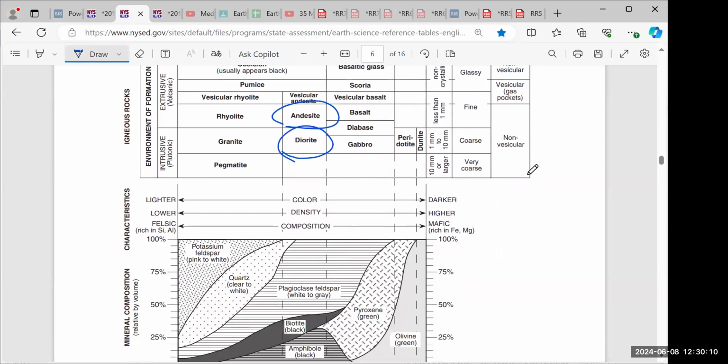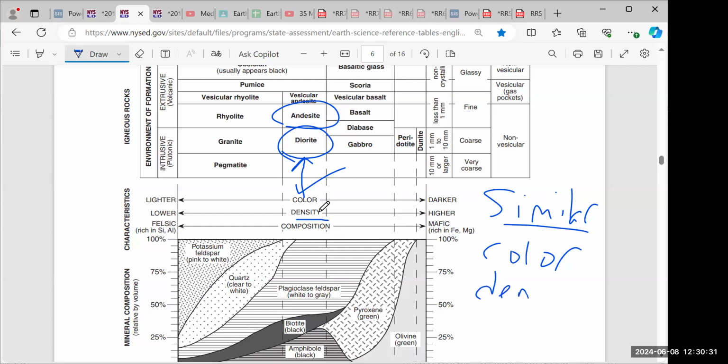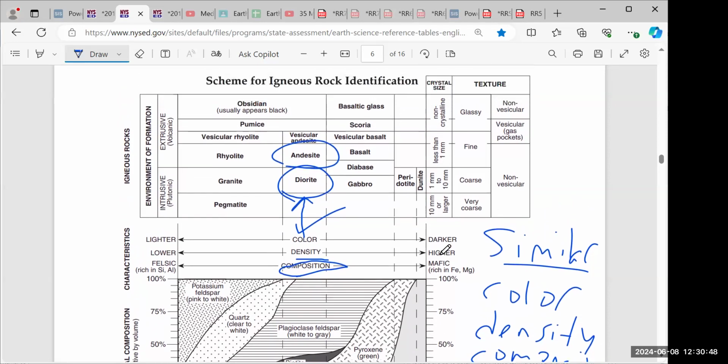What are some of the similarities? So when we look at the similarities, what is similar? Their color is the same. Similar color because they're in the same category. So color is the same. Their density is the same. They're similar in density. And their compositions are similar. Any one of those would be a similarity. All right? Any one of those.